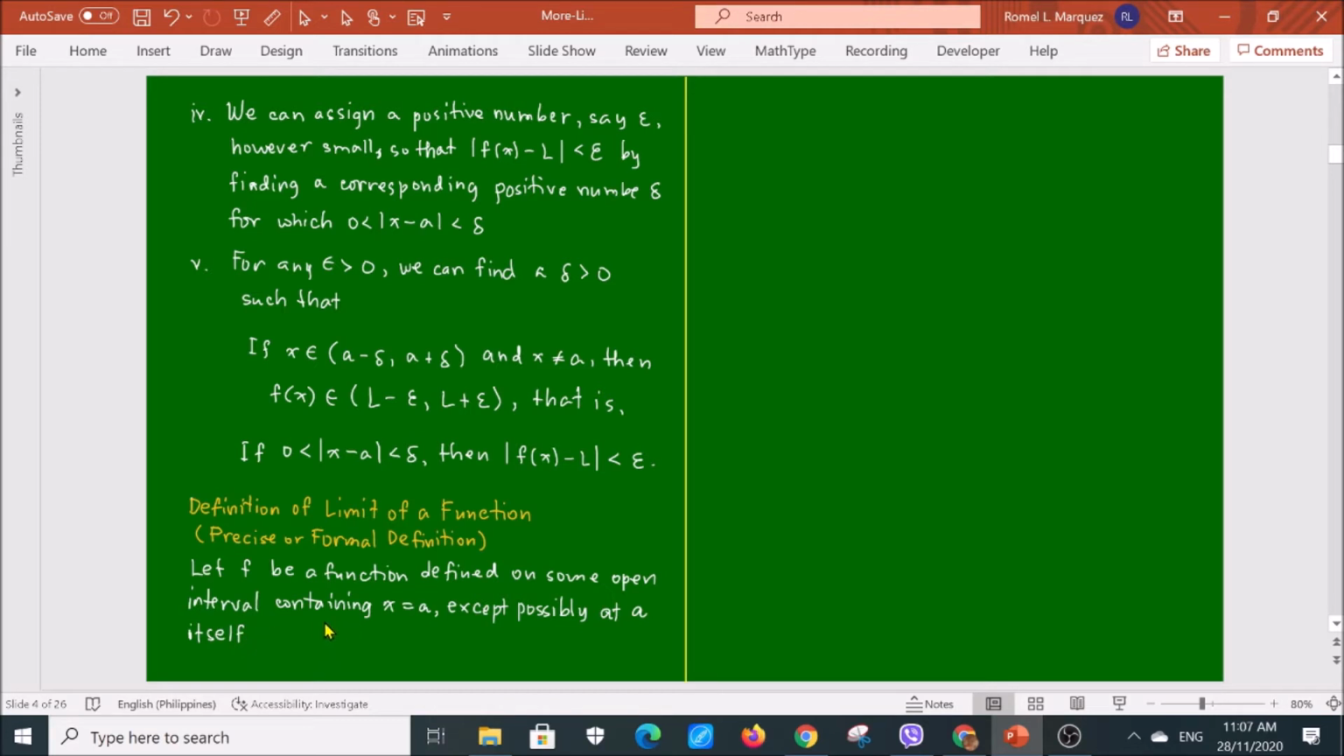So meaning, on the interval containing x equals a, the value of f of x is always defined for every x that you are going to take in that open interval, except at x equals a. It is okay if the function is undefined at x equals a. But of course, if it is defined, no problem. But we don't require it to be defined there, because remember, we want only your x to approach that number. Okay?